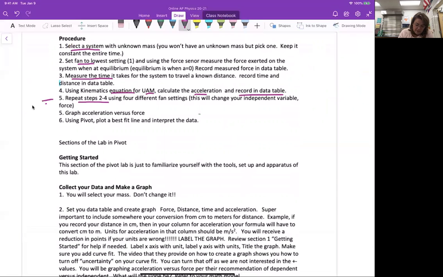Repeat this so you're going to have force 1, force 2, force 3, force 4, force 5. So you're going to have 5 rows of data. I think there are 5 settings on the fan. Then you're going to graph. They want you to graph the dependent variable versus the independent variable. So you're going to graph acceleration versus force.